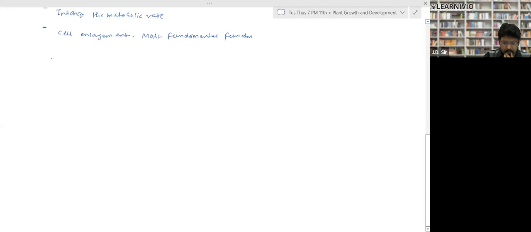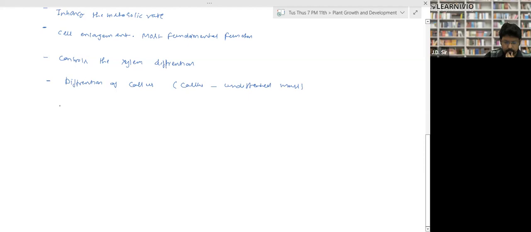Next. Auxin controls the xylem differentiation. Next. In tissue culture, it helps in differentiation of callus. What is the callus? Callus is an undifferentiated mass of cells. So we use auxin in tissue culture, right?